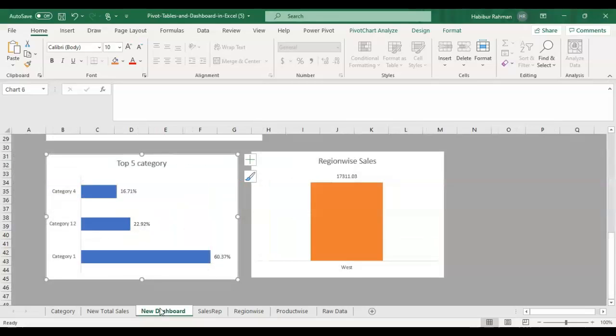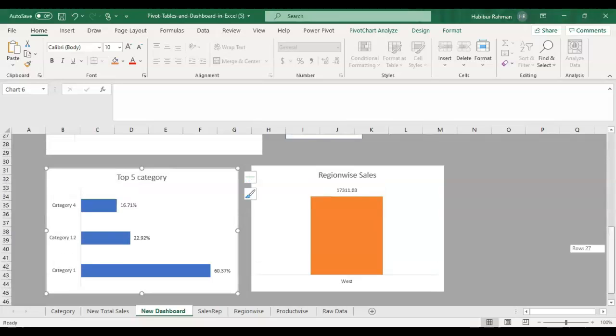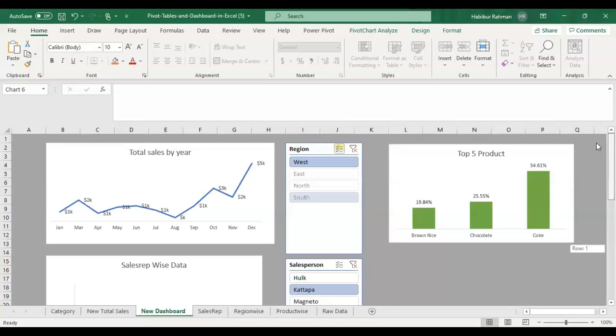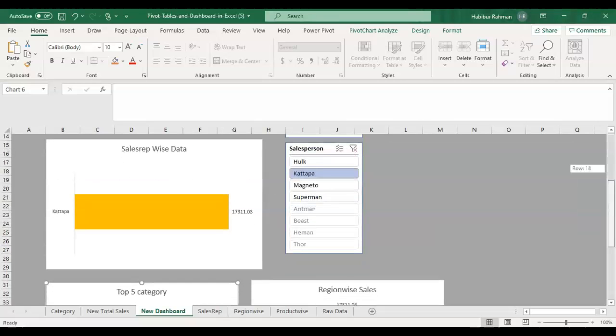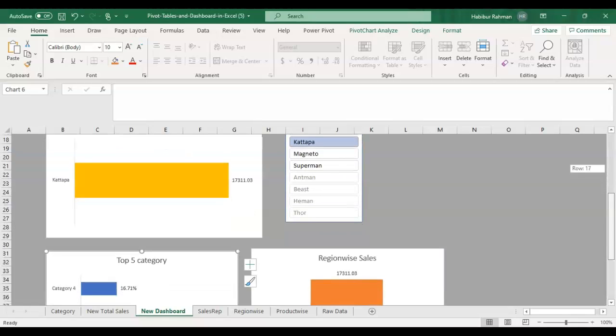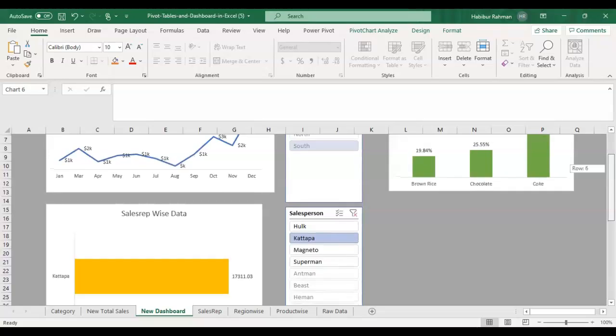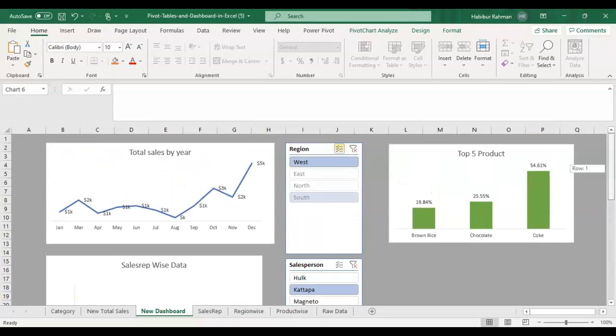This will help you to know about the salesperson information and their total sales by year, know about the total product, the five products, then top five categories, and know which region is the top region in the USA and which salesperson is the best salesperson in the year.